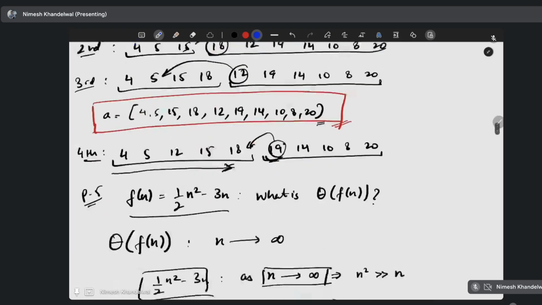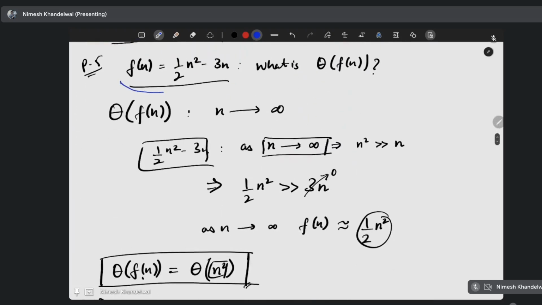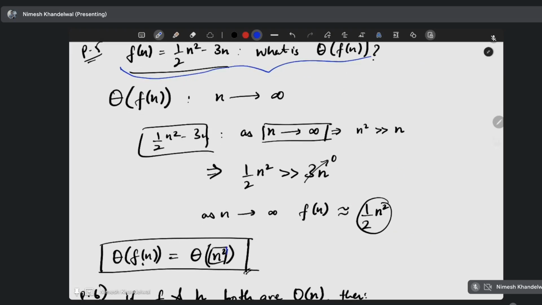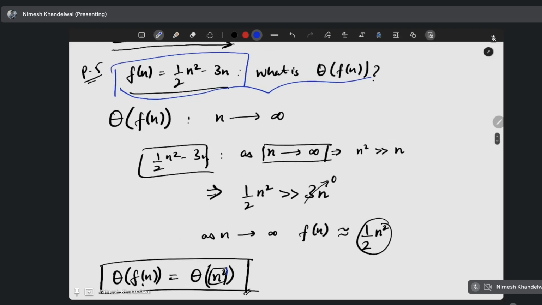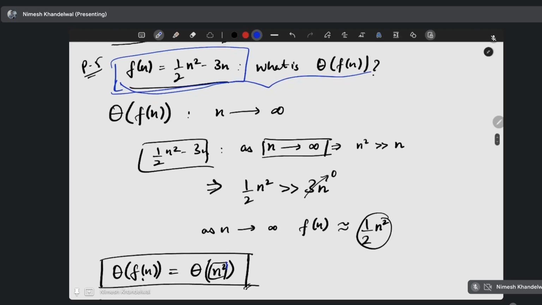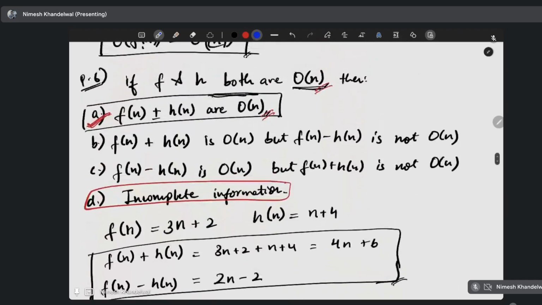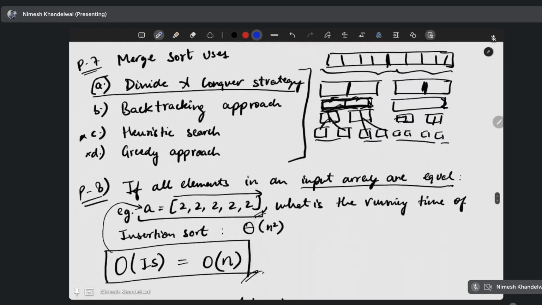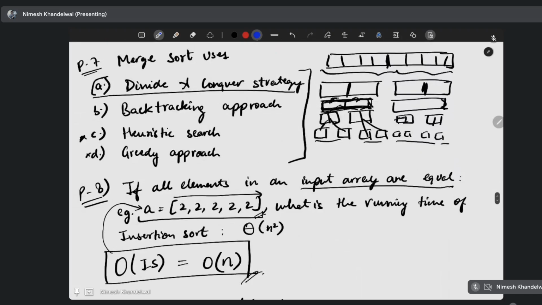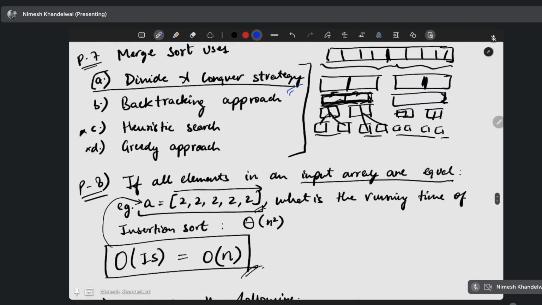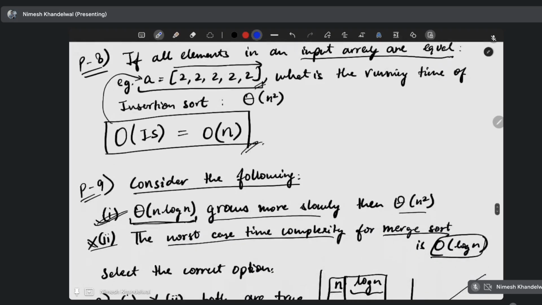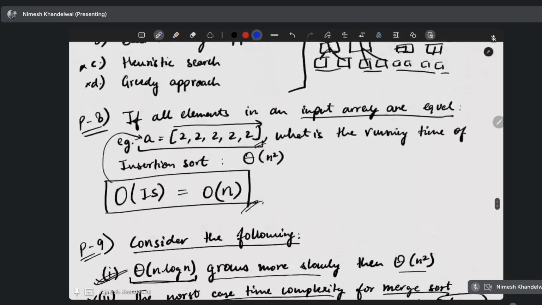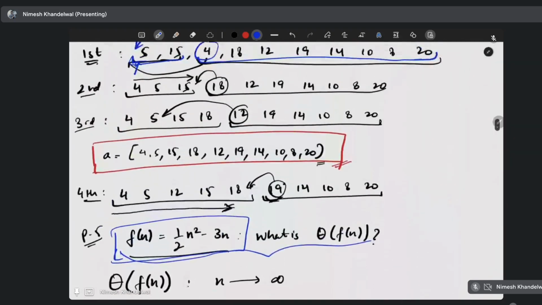And then we saw how we actually calculate the time complexity for any given runtime function, right? And then we saw some basic properties about time complexities, and how they behave if we add or subtract them. And then we briefly commented on the strategy that merge sort uses. So yeah, I think these should be enough for week 1 assignments.